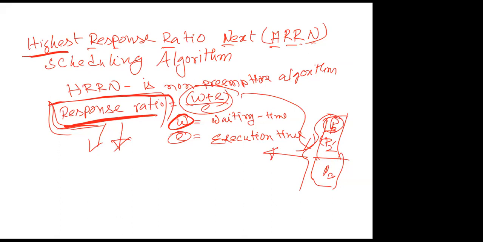Now let's check some properties of this response ratio and how it works. It gives two important messages. One is that it favors the shorter process, meaning a process with a small burst time or execution time. It favors the shorter process and limits the waiting time for longer processes.